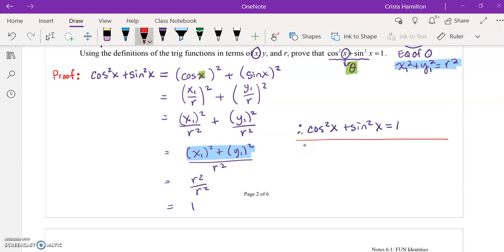All right, now while I'm here, let's talk about alternate forms of this identity, because once we have it, we can manipulate it. Obviously, I can do things like cosine squared x equals 1 minus sine squared x, or sine squared x equals 1 minus cosine squared x, and so on. But there's another trick here, is that you can actually take this identity and divide everything by cosine squared and get another identity.